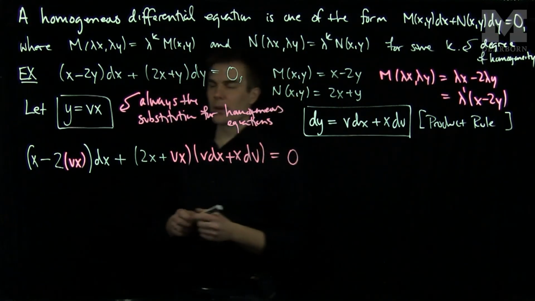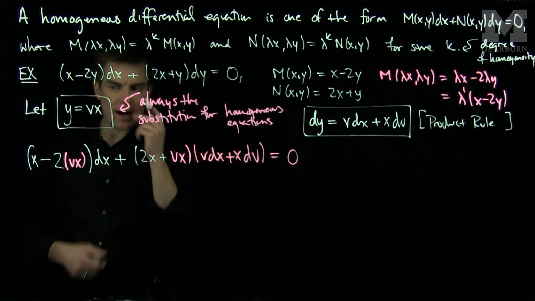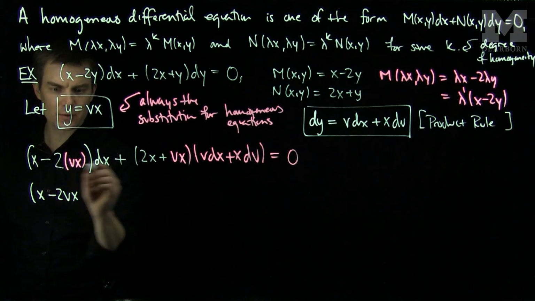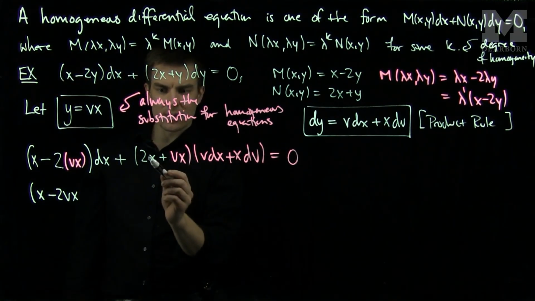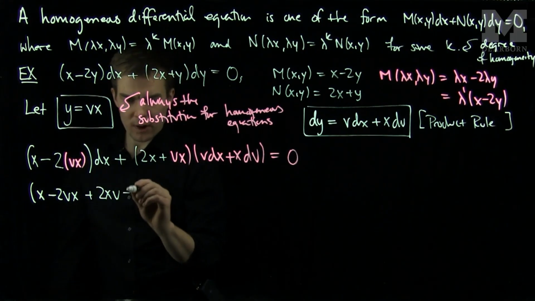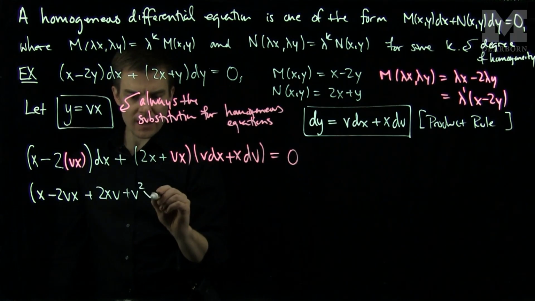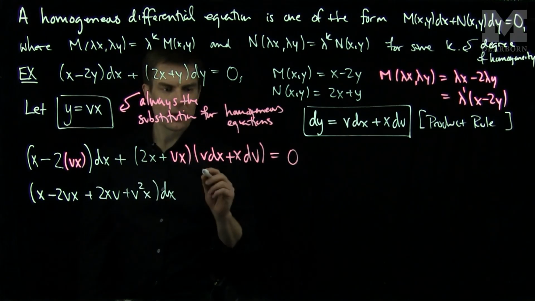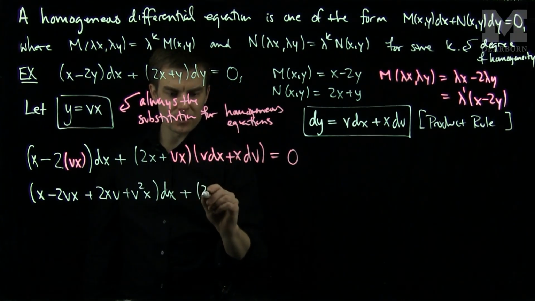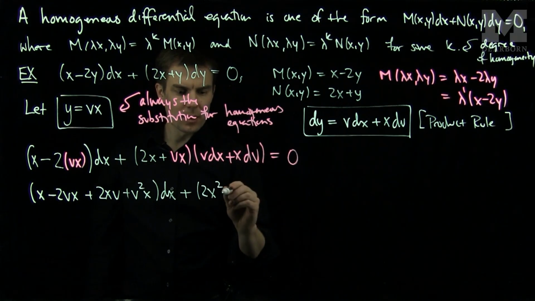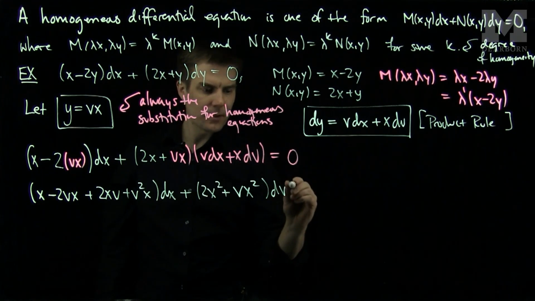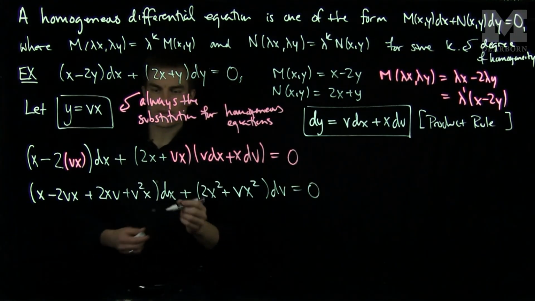And now we gather all the like terms. So what terms have dx's in them? Well, the dx terms will have an x minus 2vx. Those are the first dx terms. The second will have a 2xv, so that'd be a plus 2xv, and then a plus v squared x dx. And then the dv terms will be the following. I will have a 2x squared, so this will be plus 2x squared, plus v times x squared dv equals 0. And we have some cancellation over here.